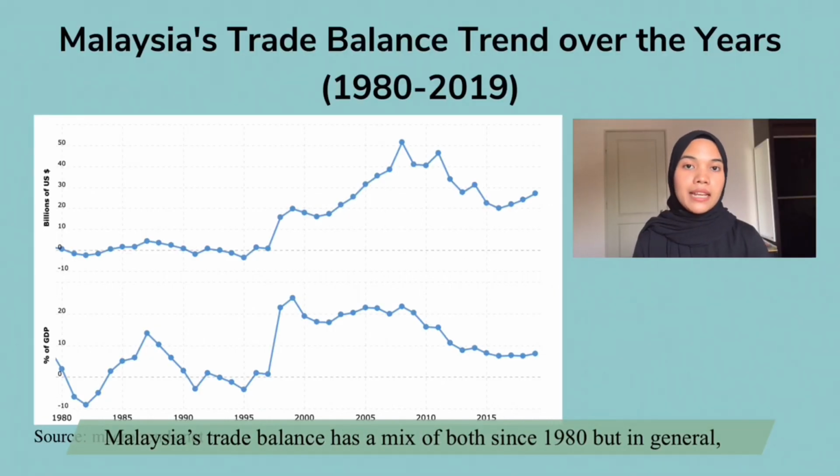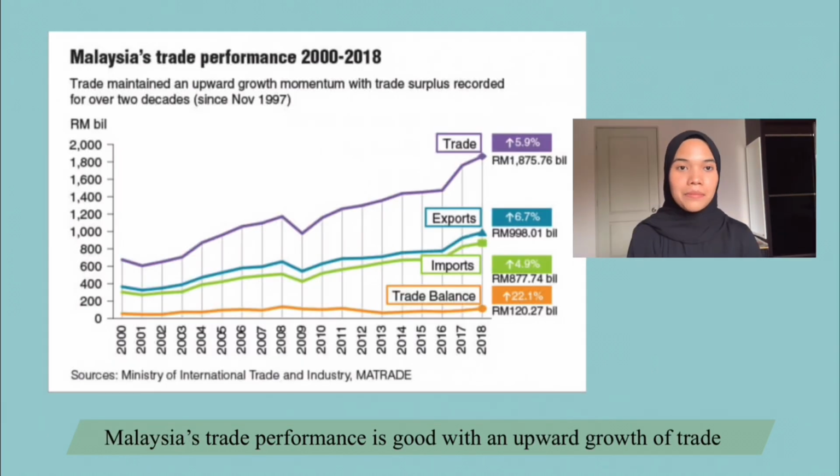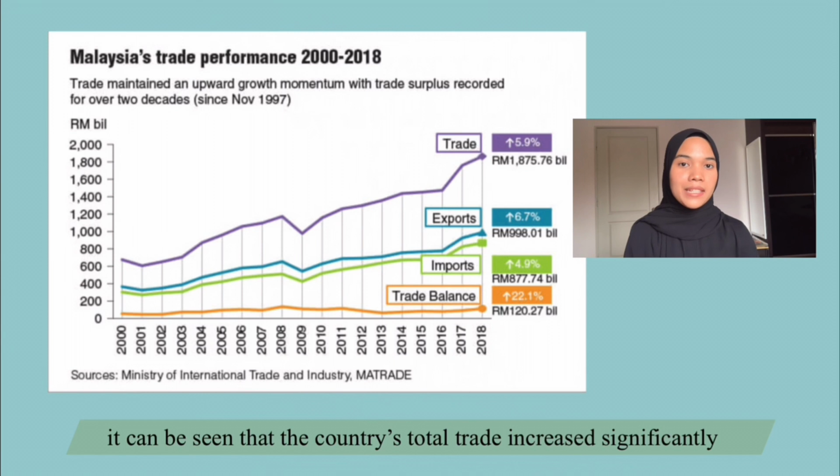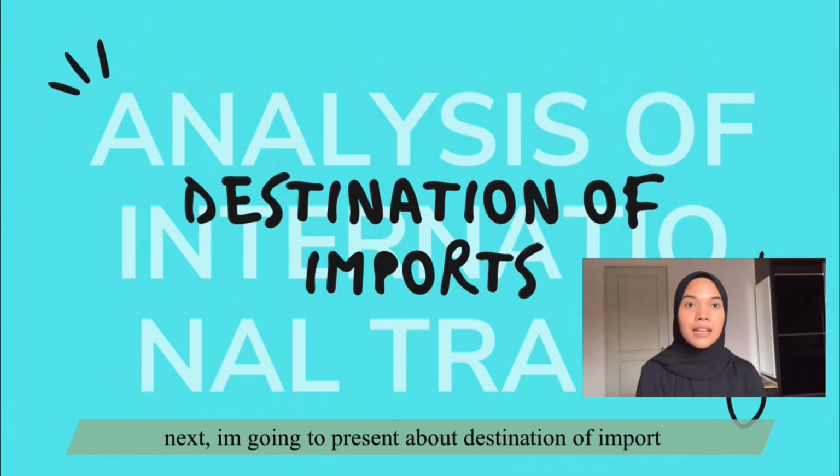Malaysia's trade balance has a mix of both since 1980, but in general, the trade balance is positive from 1995 until now. Malaysia's trade performance is good with an upward growth of trade in the span of 18 years. It can be seen that the country's total trade increased significantly from around 700 billion ringgit in 2000 to RM1,875.76 billion in 2018. Next, I'm going to present about definition of import.